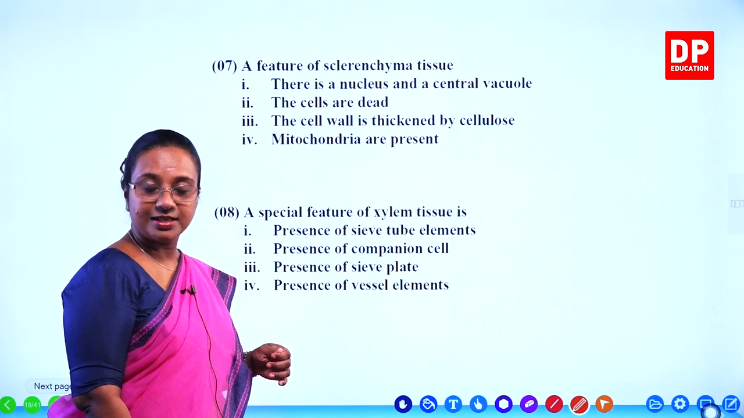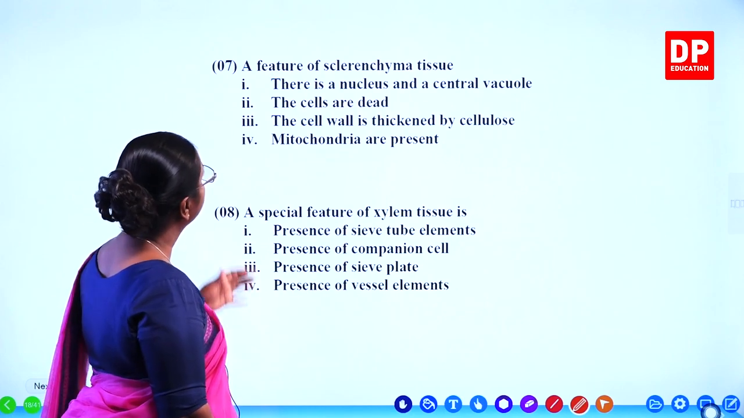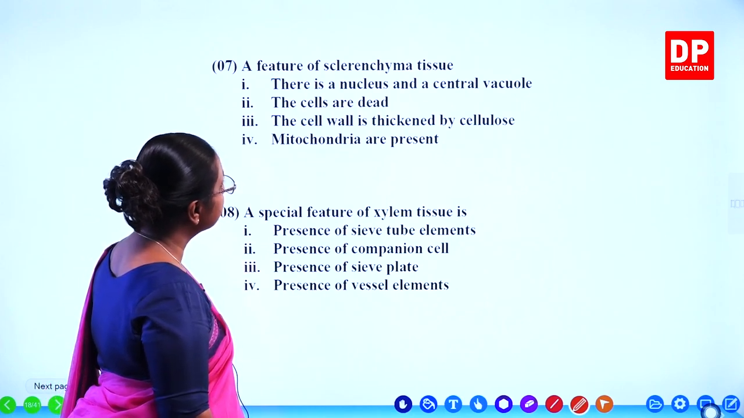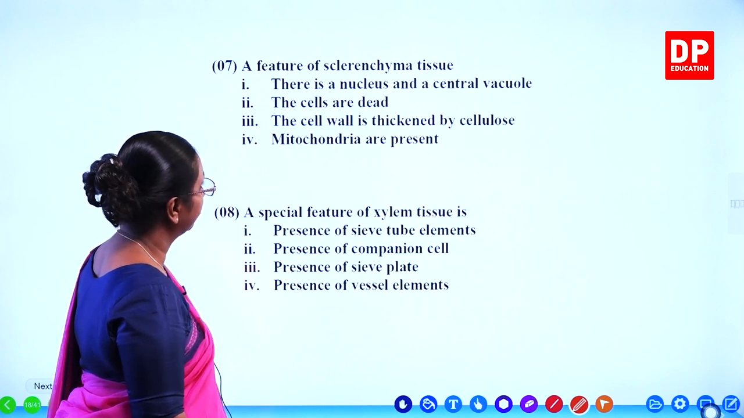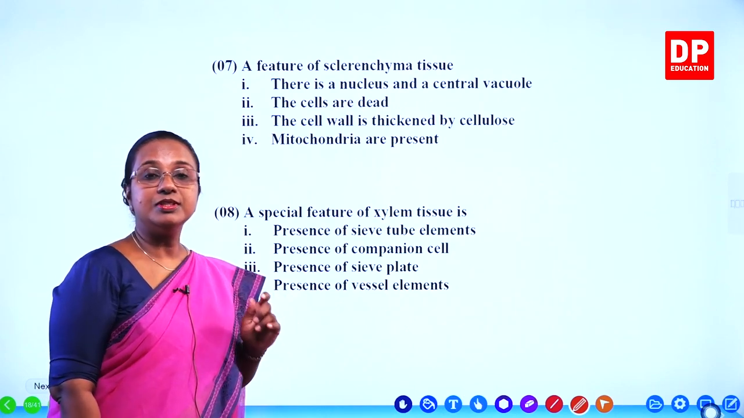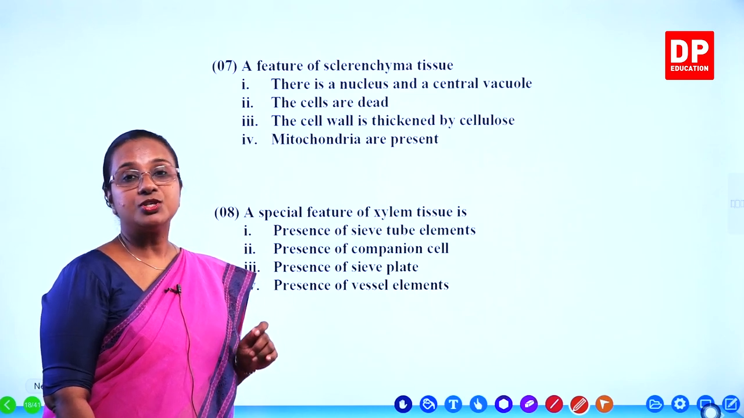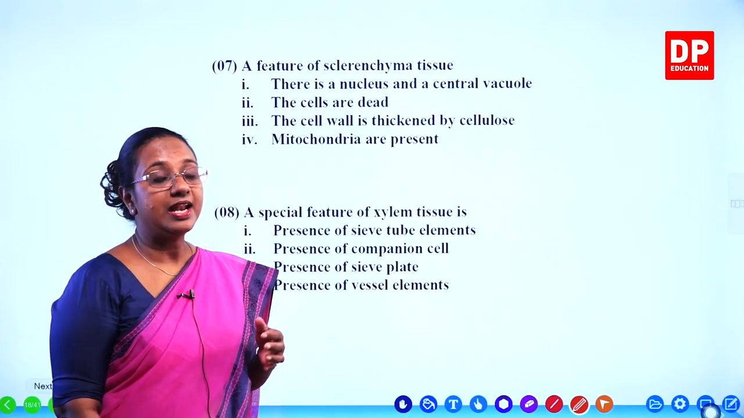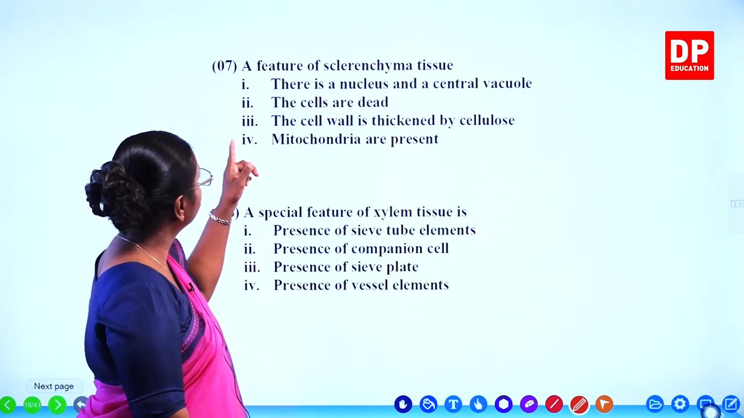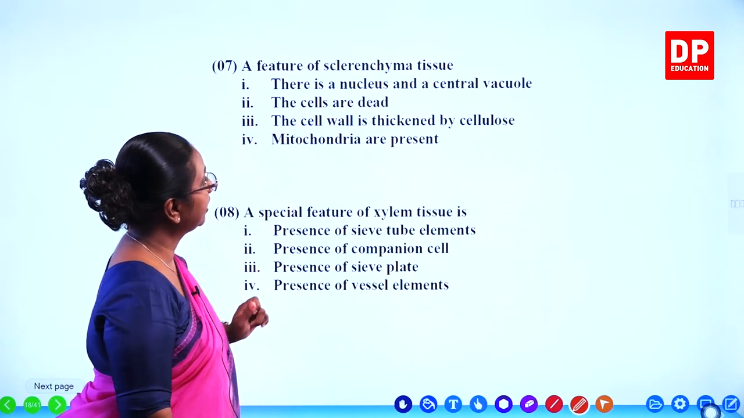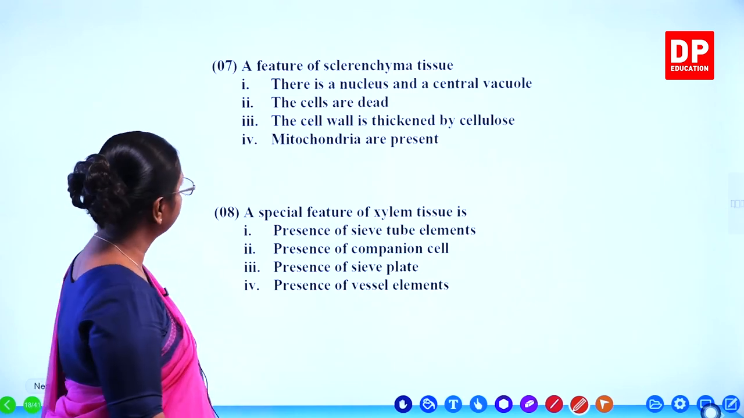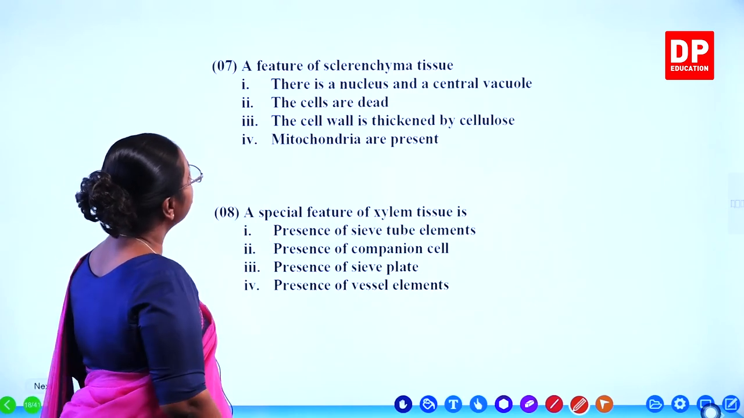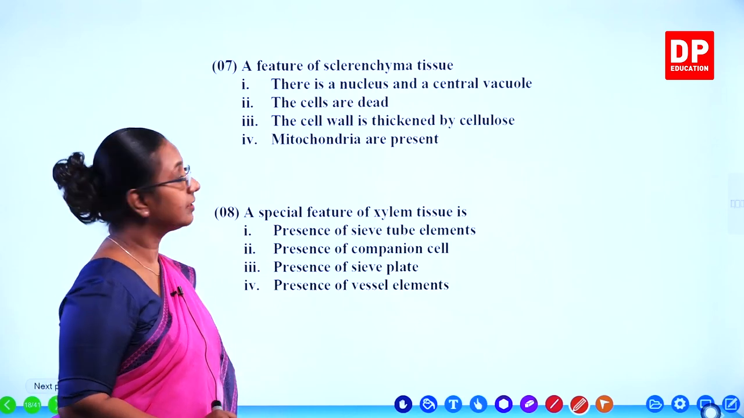You all know what sclerenchyma tissues are. There is a nucleus and a central vacuole. You all know that the cell walls of sclerenchyma have lignin. Because of that, the cells are dead. So then there can't be a nucleus or a central vacuole. The cells are dead. That is correct.